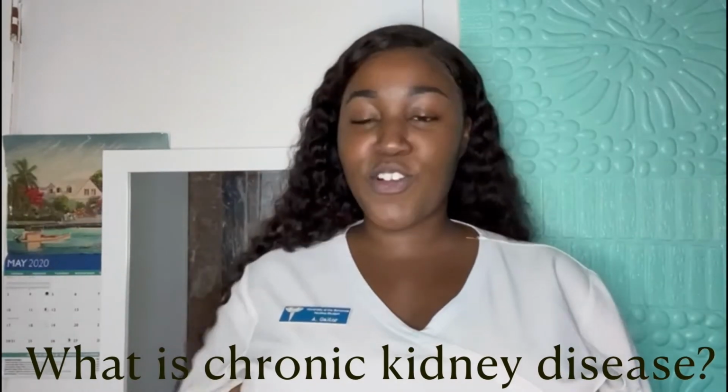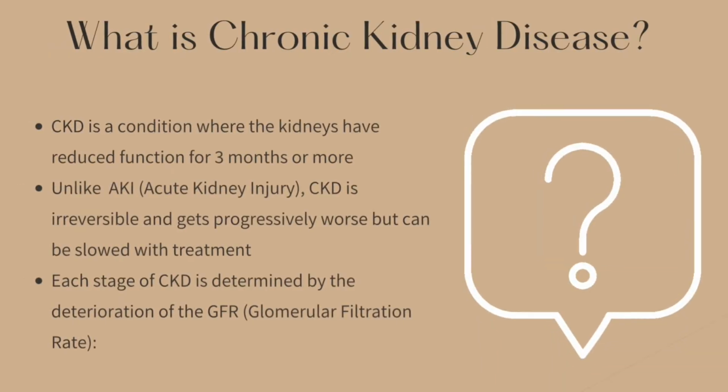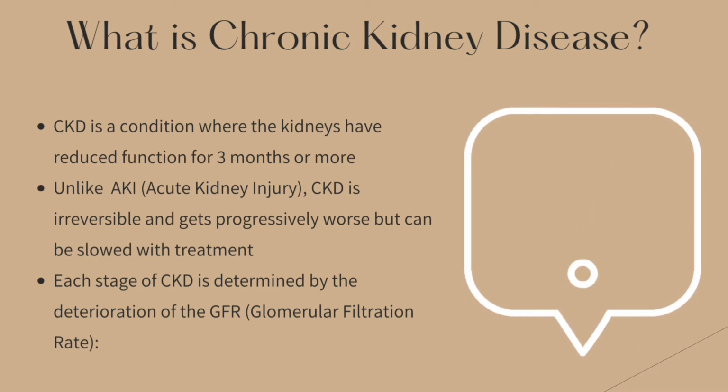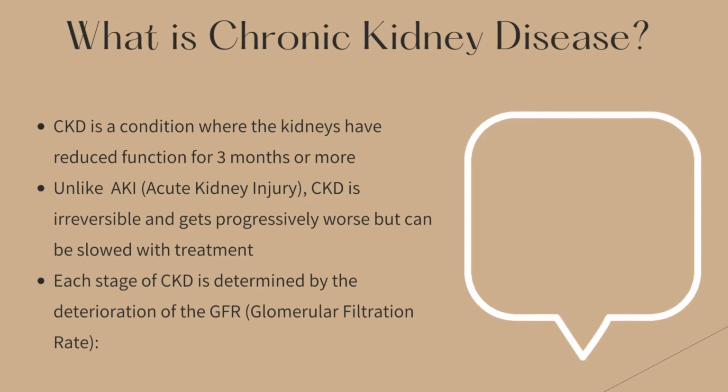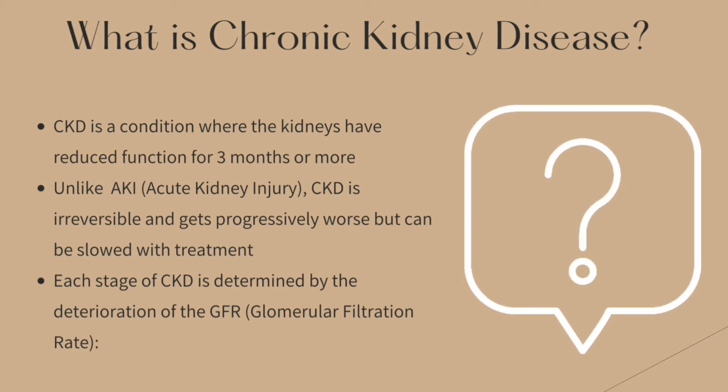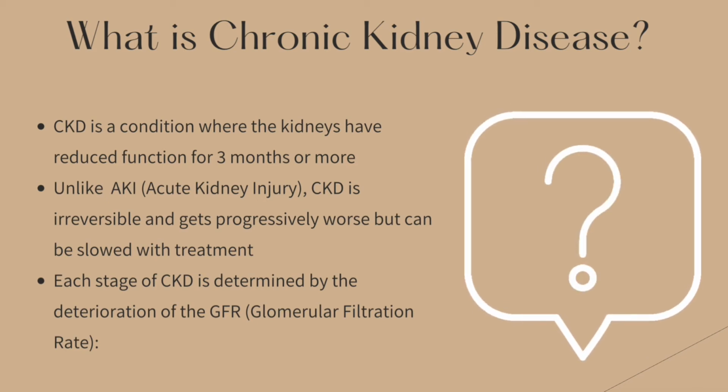So what is chronic kidney disease? Chronic kidney disease is when the kidneys have reduced function for 3 months or more. Unlike AKI, acute kidney injury, CKD is irreversible and it gets progressively worse. It can be slowed with treatment. Each stage of CKD is determined by the deterioration of the GFR, the glomerular filtration rate. So what are the stages?